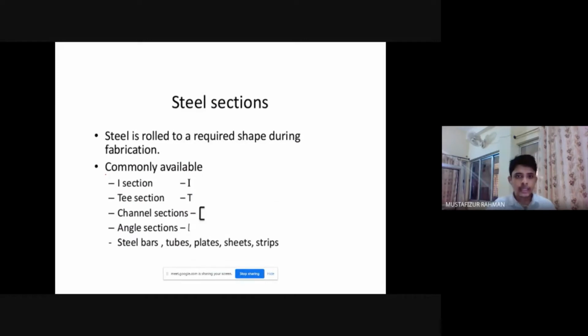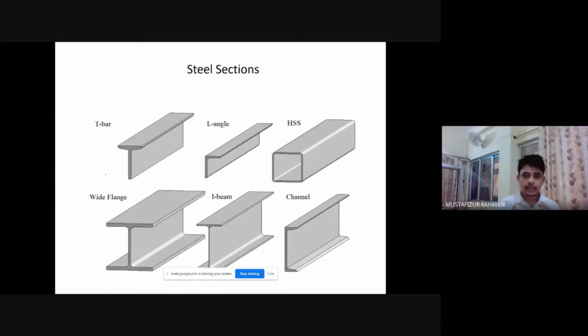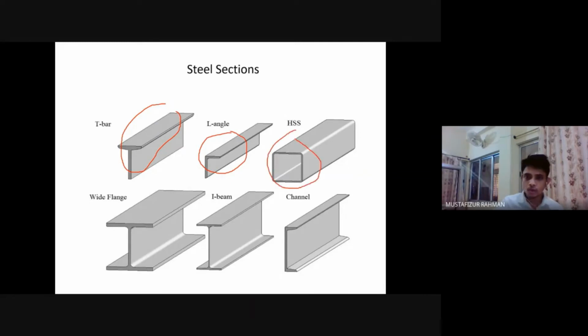Now, steel sections. The standard steel sections are available this way. This can be a T bar because it looks like a T. This can be an L because it looks like an L. This is HSS, which means hollow section. These two are almost the same. They are I-beams. This is wide flange. This is smaller flange. And this is a channel or C section because it looks like a C. This is hollow section. This is C section. Thus, the way they look, we have named them.